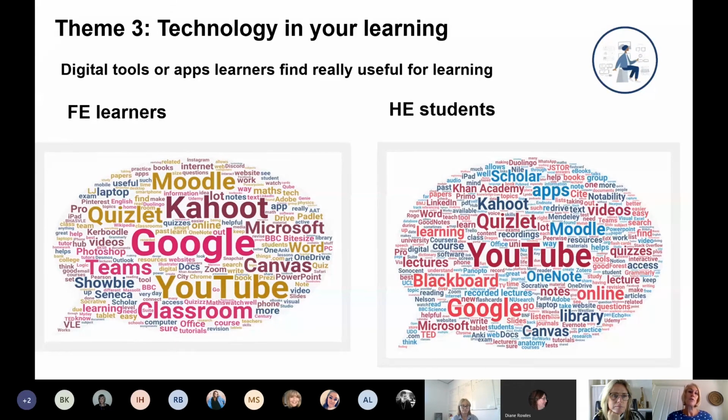Now, looking again, these were asking students around digital tools or apps learners find really useful for learning, and what a wealth of responses that we've had there. Certainly more so than we've had in any other previous years.